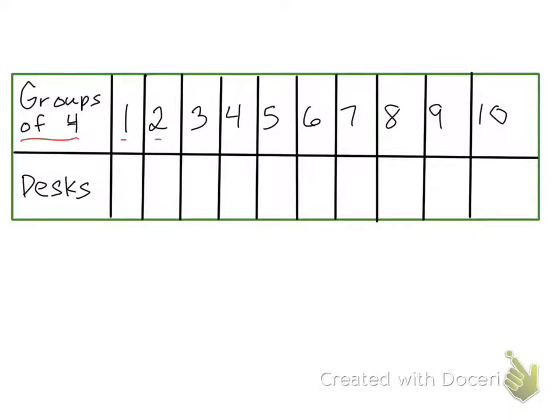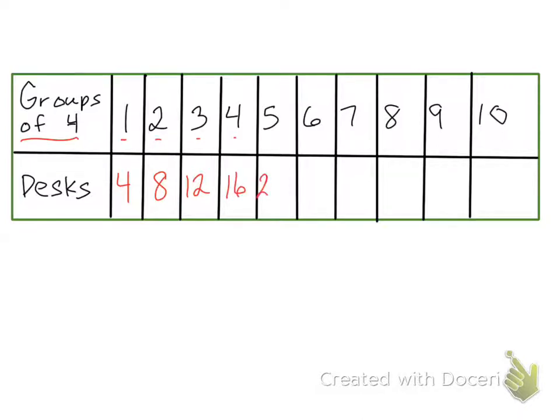So I want to figure out how many groups of 4 there are. So of course I have 1, 2, 3, 4, etc. And I want to know how many desks I'm going to have. So in one group of 4, I'm going to have 4 desks. In 2 groups of 4, I'll have 8 desks. And in 3 groups of 4, I will have 12 desks. Okay. What about the next one? So 4 groups of 4 would be 16.